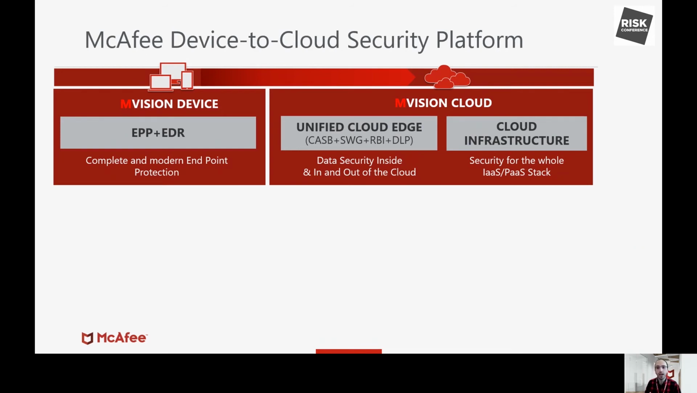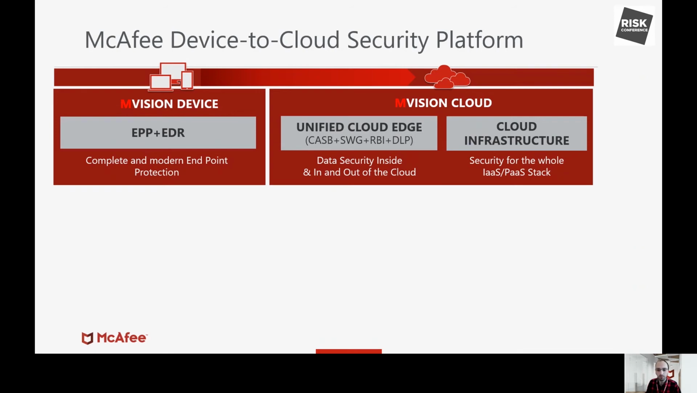For cloud controls, we have unified cloud edge. So in MVISION Cloud, as you can see there, we have divided unified cloud edge on one side and cloud infrastructure on the other. One covers, thanks to CASB, web proxy in the cloud, RBI, remote browser isolation, and data loss prevention endpoint. We can basically secure data in and out of the cloud. And the cloud infrastructure can also be protected with other suites of products that cover security for the IaaS as well as the PaaS stack. Now we can apply protection also to different areas, like container security.